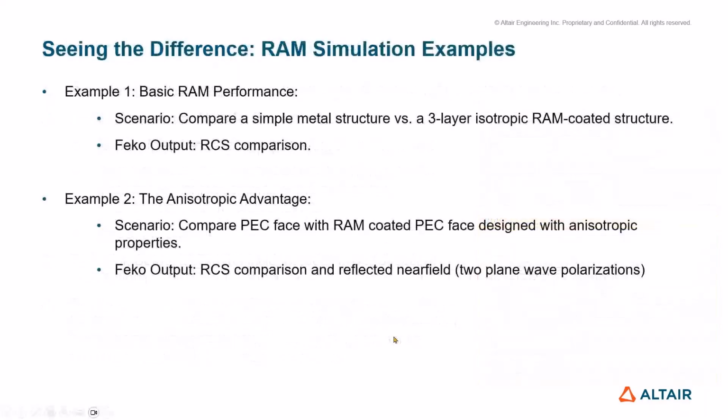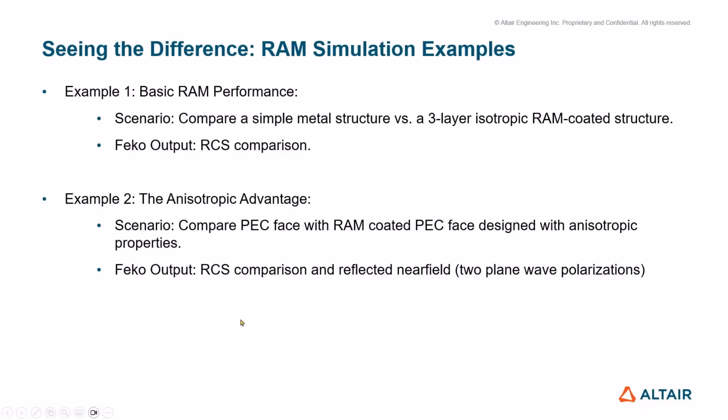So let's see. I have prepared 2 examples for you. The first one is just a basic RAM performance, and it's a simple metal structure. It's a flare structure, actually. And I compare the PEC version, PEC means perfect electric conductor, so no RAM involved, with a 3-layer isotropic RAM-coated structure. And I compare the RCS then. The 3-layer isotropic RAM, we will have a look at it in a moment.